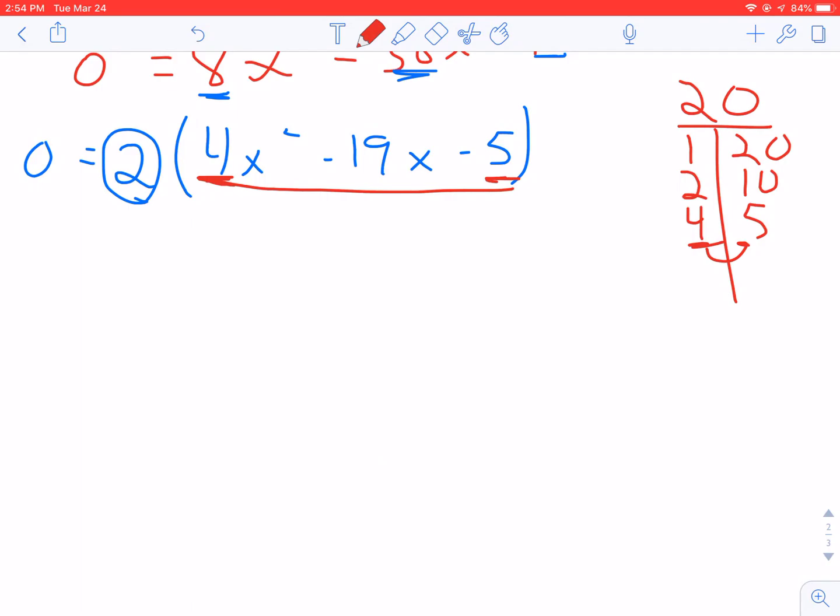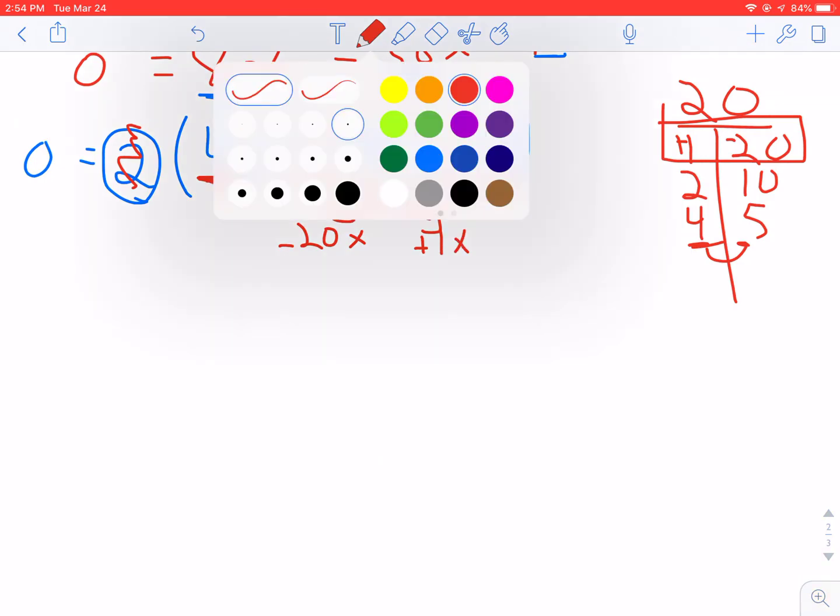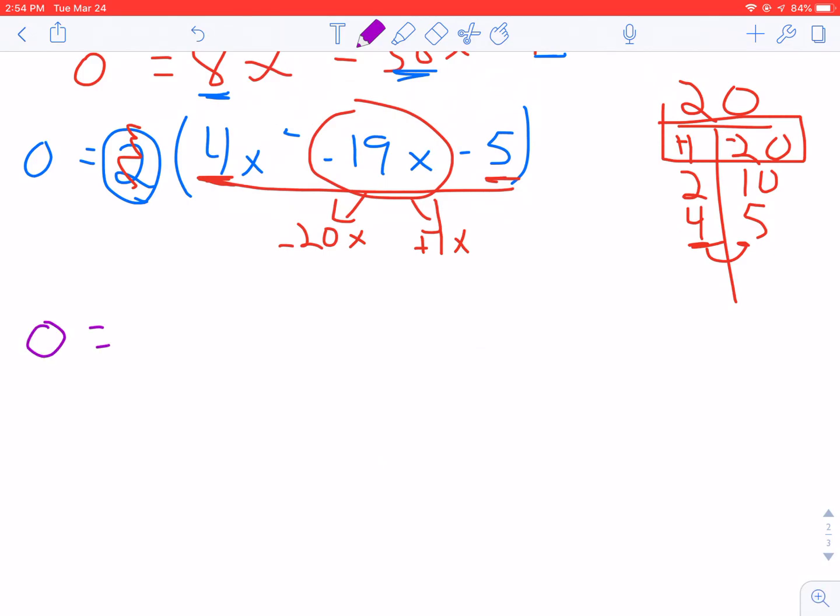Now, I need the pair of factors that will combine to give me a negative 19, and that is 1 and 20. The 20 has to be negative. The 1 has to be positive. So again, we're going to pretend like this 2 doesn't really exist. I'm going to rewrite this part of the polynomial, but I'm going to break it up into a negative 20x and a positive 1x. Everything else will be written the exact same way. So 0 equals, we have 4x squared minus 20x plus 1x minus 5.